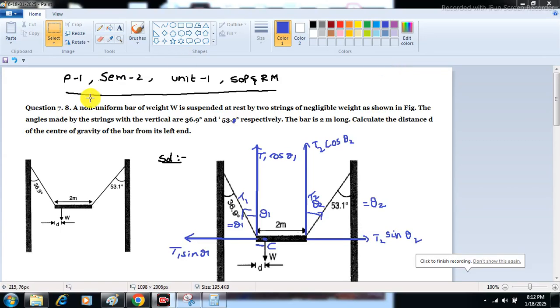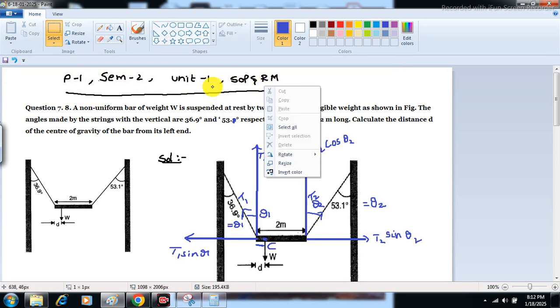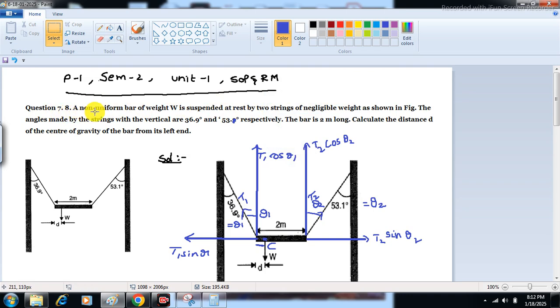Hi all. This is SEM 2 P1, semester 2 unit 1, system of particles and rotational mechanics. This is an exercise problem. A non-uniform bar of weight W is suspended at rest by two strings of negligible weight as shown in the figure.